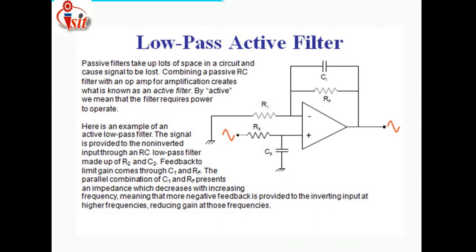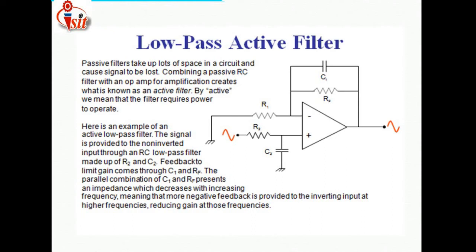Then, how do we define the low pass active filter? We know very well that for the low pass filter, the capacitor is connected in parallel and the resistor is connected in series. The aim of low pass filter design is that it passes the low frequency signal and blocks the high frequency signal. The passive filter takes up a lot of space in the circuits and causes the signal to be lost. Combining a passive RC filter with an op-amp creates what is known as an active filter. By active, we mean that the filter requires power to operate.